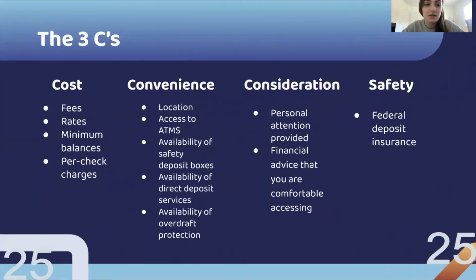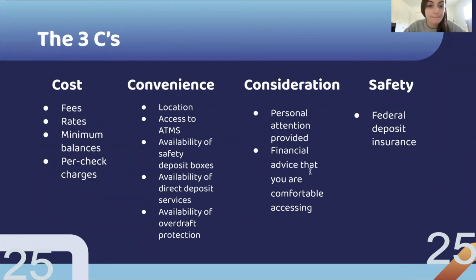Next, we have the 3 C's again, but in more detail. So for cost, we have fees, rates, minimum balances, and also per check charges. Convenience is the location relative to you, access to ATMs, availability of safety deposit boxes, availability of direct deposit services, and also availability of overdraft protection. For consideration, it's personal attention provided to you by the bank, and also the financial advice that you are comfortable accessing. And for safety, it's federal deposit insurance.